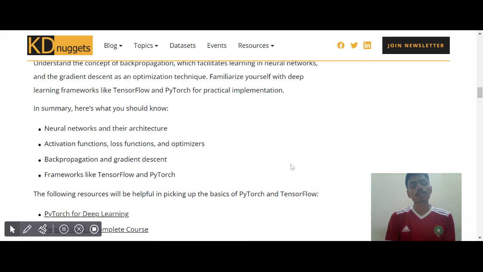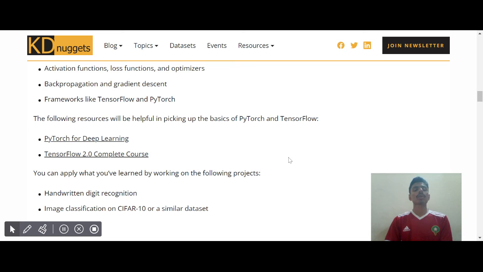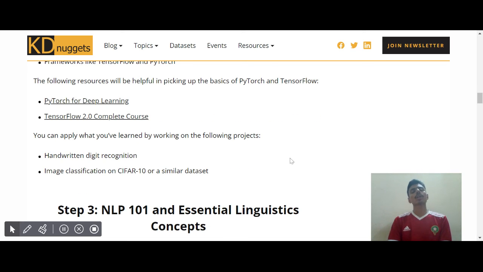In summary, here's what you should know: neural networks and their architecture, activation functions, loss functions, and optimizers, backpropagation and gradient descent, and frameworks like TensorFlow and PyTorch. The following resources will be helpful in picking up the basics of PyTorch and TensorFlow: PyTorch for deep learning, TensorFlow 2.0 complete course. You can apply what you have learned by working on the following projects: handwritten digit recognition, image classification on CIFAR-10, or a similar project.